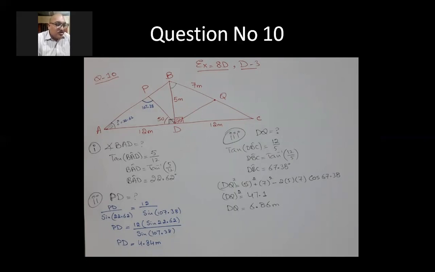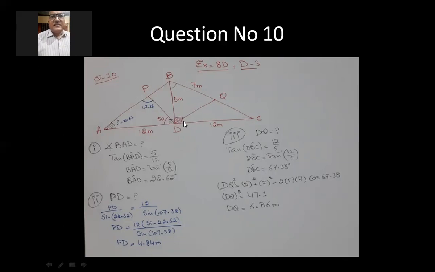The figure shows the supports of the roof of a building in which BD is 5 meters, AD equals CD, and they both are equal to 12 meters. BQ is equal to 7 meters and the angle PDA is 50 degrees. The first question is find the angle BAD. So they want you to find this angle whose name is BAD.